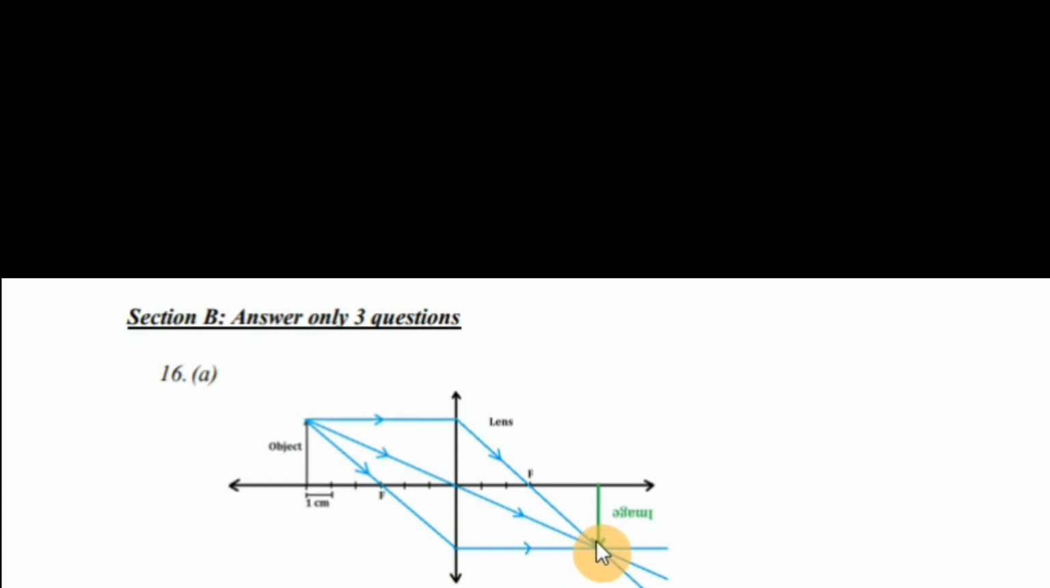The intersection of those 3 refracted rays is where we are going to find the image. As you see, our image is inverted.